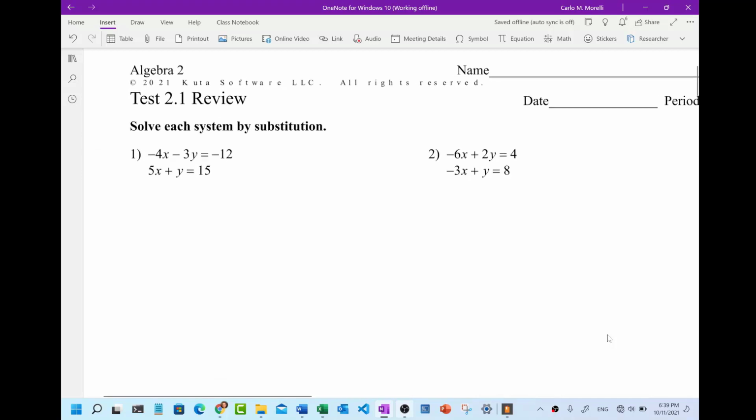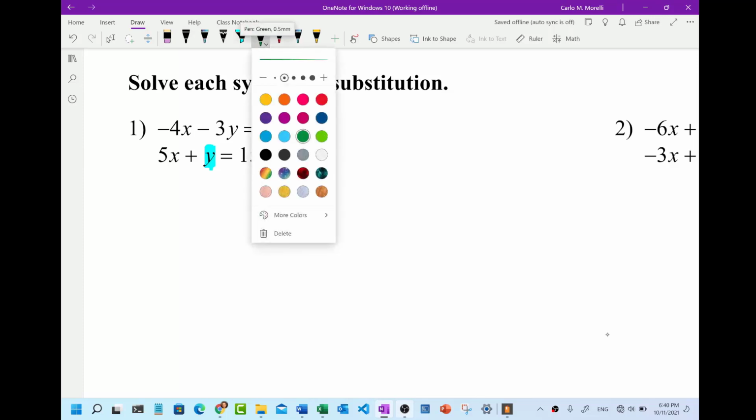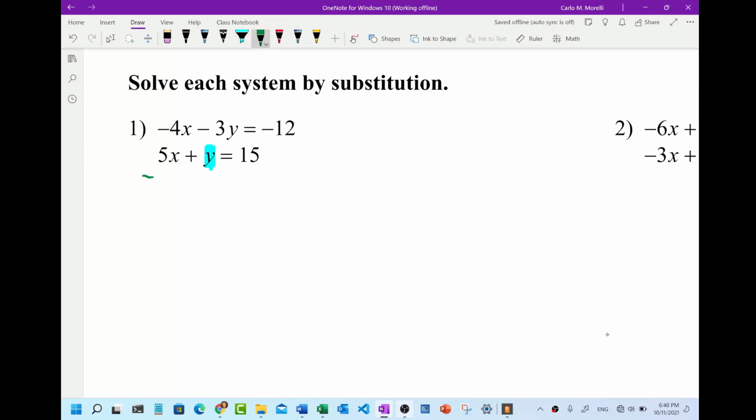And now for number 1, solve using substitution. Whenever you see a variable sitting by itself, like this y is sitting by itself, I automatically want to use that equation to isolate the y variable. And the way I'm going to do that is by subtracting 5x from both sides of the equation.